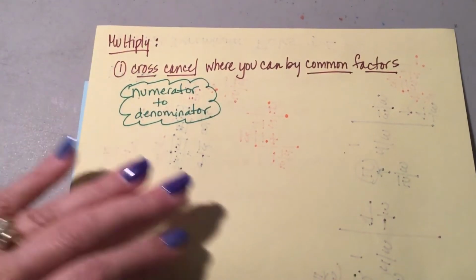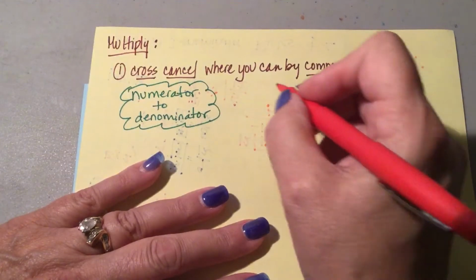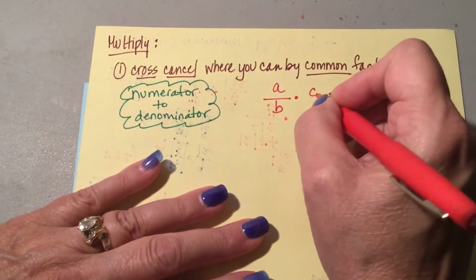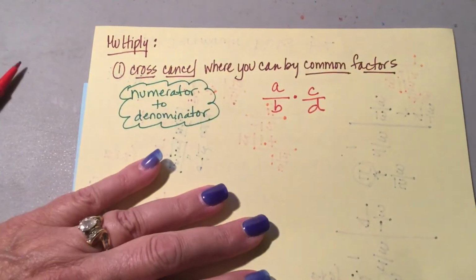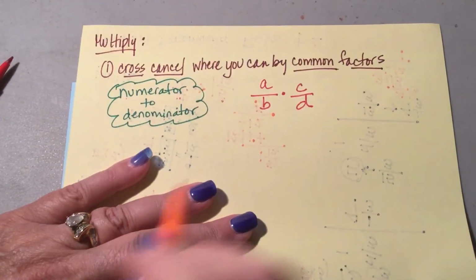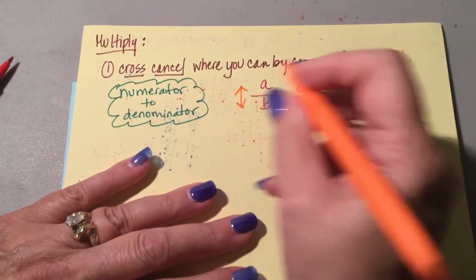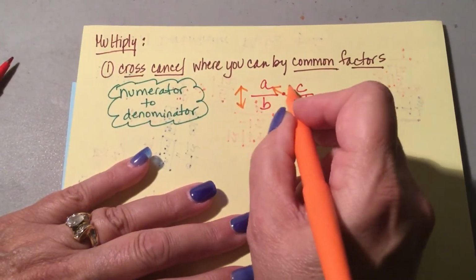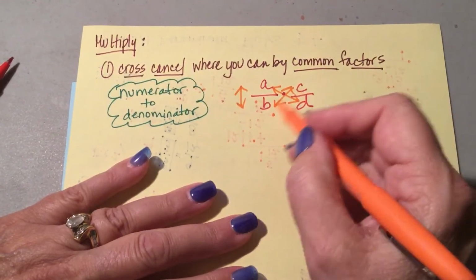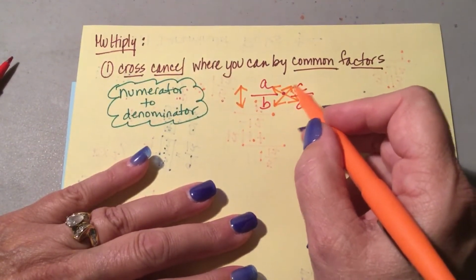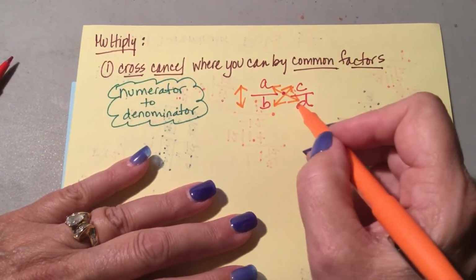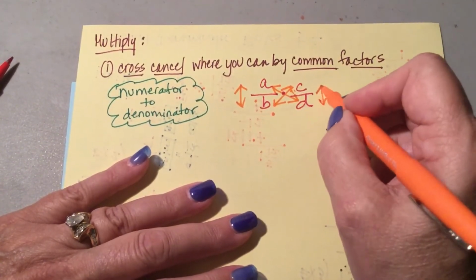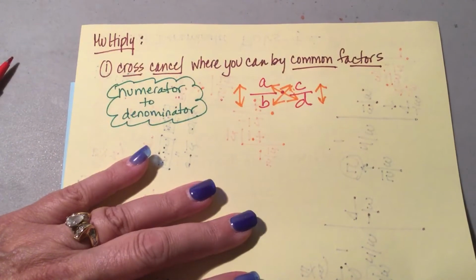Now, what does that really mean? I'm going to use letters for a second here. I'm going to show you 2 fractions, A over B times C over D. So those are 2 fractions. You can go up and down this way, so top to bottom here. You can also go across, right? You can crisscross here. That's where the word cross cancel comes from. So I can go from C to B or D, or A to B or D, or I can go right on top of each other. So those are the directions I can cancel.